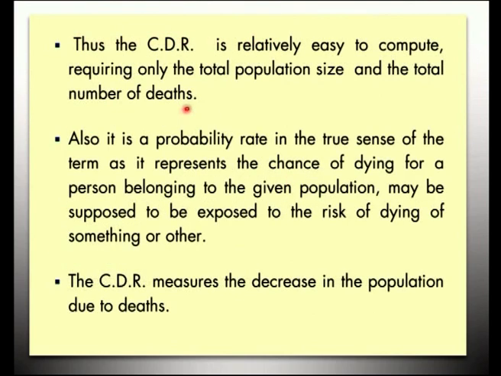The CDR is relatively easy to compute, requiring only the total population size and the total number of deaths. Also, it is a probability rate in the true sense of the term, as it represents the chance of dying for a person belonging to the given population, who may be supposed to be exposed to the risk of dying of something or the other. That is, a CDR measures the decrease in the population due to death. However, like crude birth rate, crude death rate also has some drawbacks. We shall see them one by one.